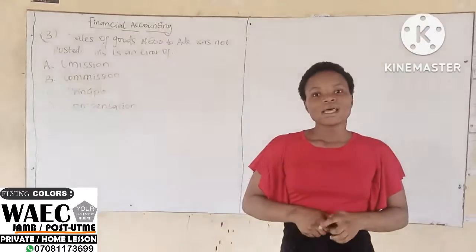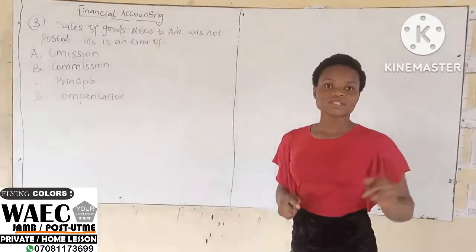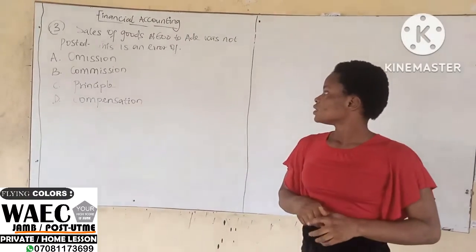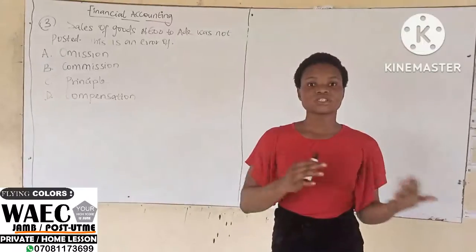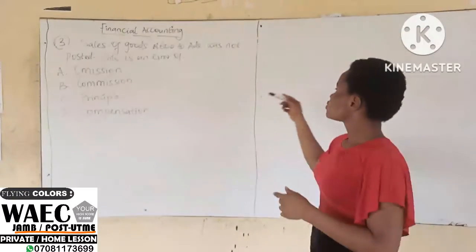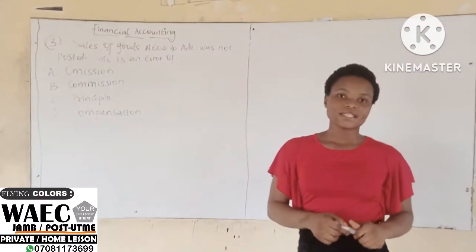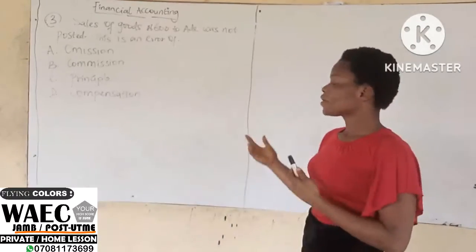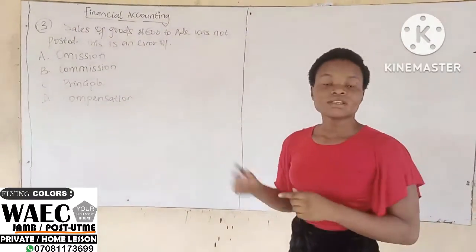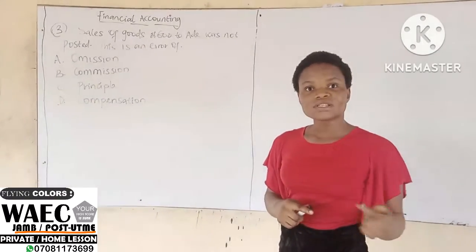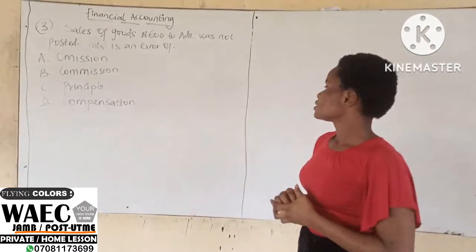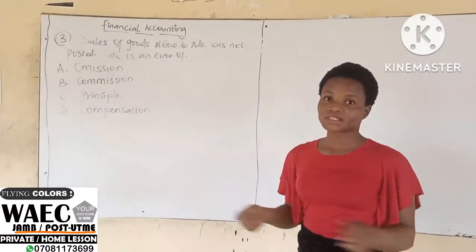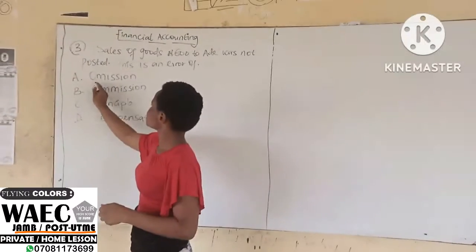Error of omission occurs when an account is not posted at all in the books where it is supposed to be. Then error of commission is when an account is switched, for example, 600 to Ade was posted to the account of Adia or Chika. That's error of commission, where two accounts are switched. Then error of principle is when the principles guiding financial accounting are not followed, whereby you credit your debtors and debit your creditors. So to the question, sales of goods 600 was not posted. That means it was omitted. So in this question it is error of omission.